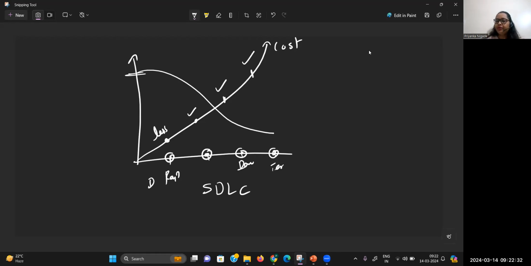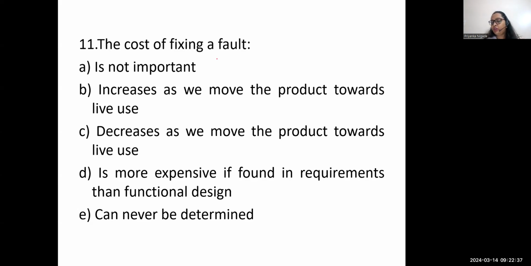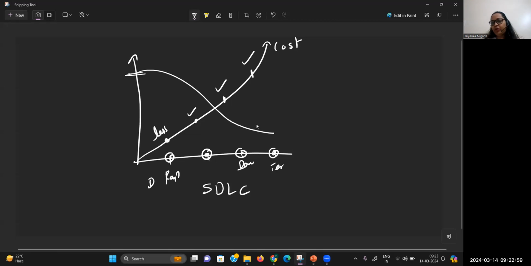So what is the question? Here the question is asked for the cost of fixing a fault. Whenever we fix the fault, what will happen to the cost? Obviously we have seen now that if you start late testing, you will notice the defect late and the fixing cost will always be high. So the correct answer is that it increases as we move the product toward live use. Okay, it will never decrease. Once you move to live use, meaning once you complete the development cycle and find a particular defect, the cost will always be high to fix it.